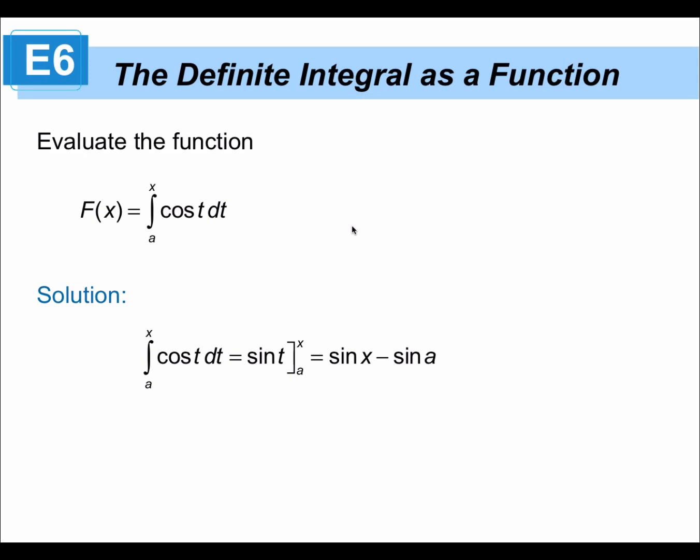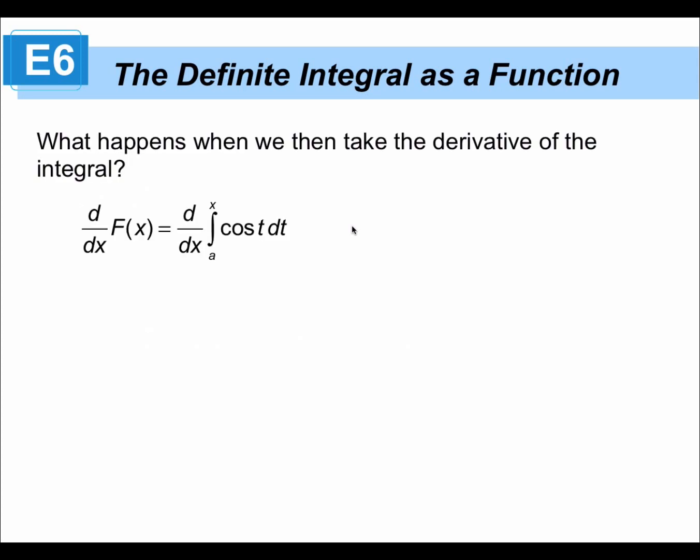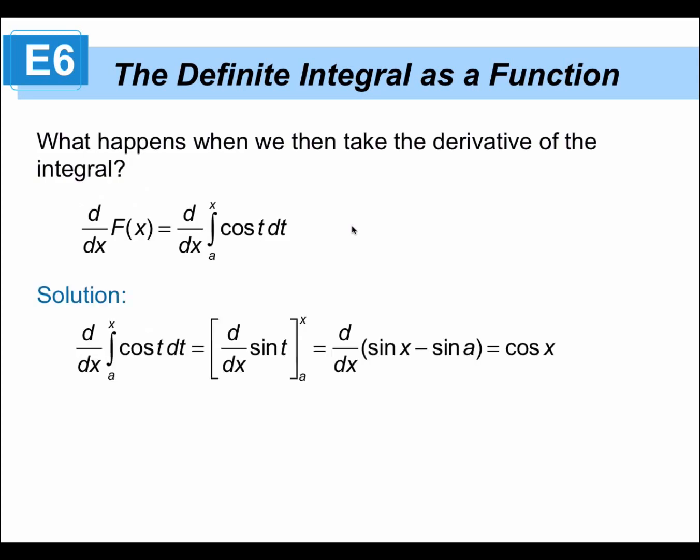Wait, A is a constant? A is always a constant. But X is not. No, x is a variable. X and t are variables. A and b are constants. It is a little confusing, yes. The derivative is the important part.